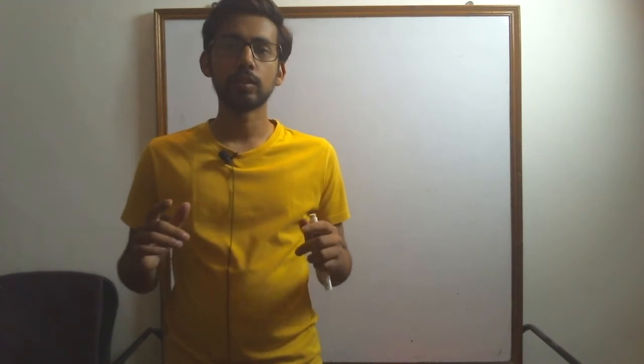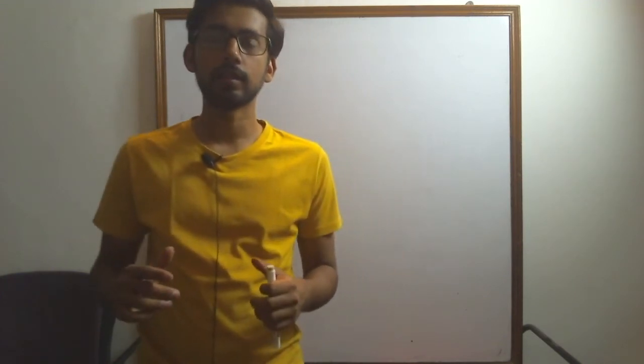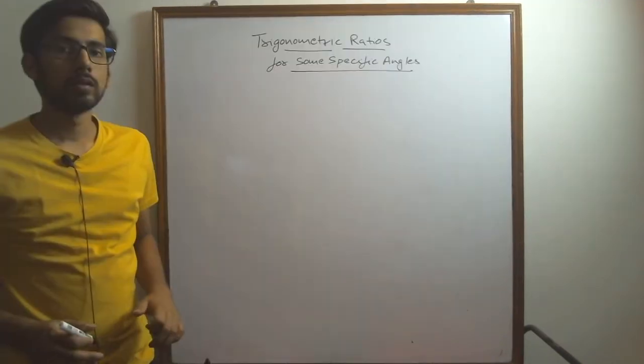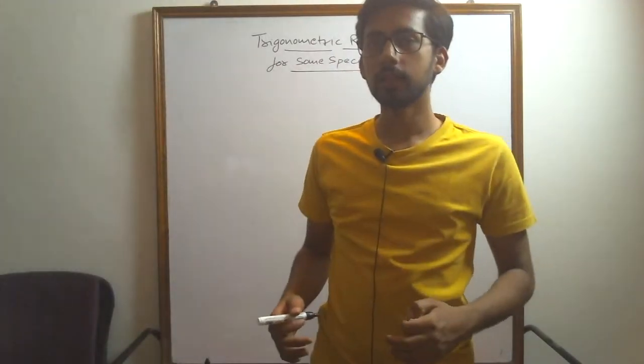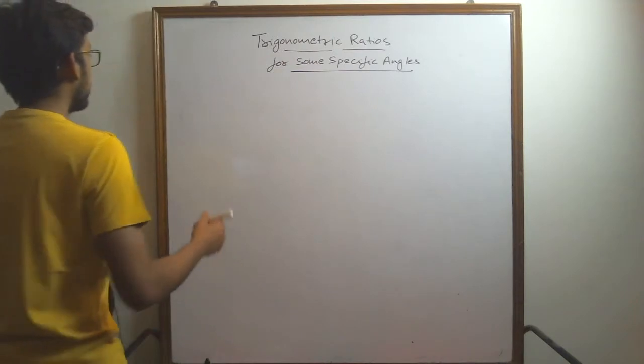My name is Maitray and in this video we'll be looking at the trigonometric ratios for some specific angles. So let's get started. The next angles we are looking at are 0 degrees and 90 degrees, that is 0 or pi by 2 radians.